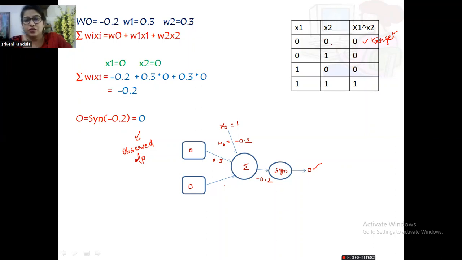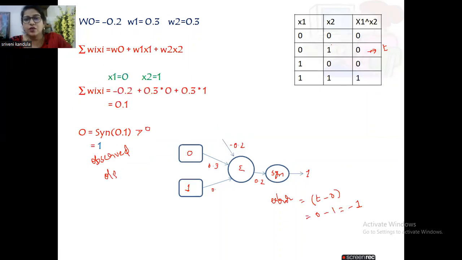Now let's check for the next set of inputs, 0, 1. Whenever you modify the weights, you have to start the process again. That means you just completed one epoch, and in the next epoch you start with the next set of weights. That means you completed one iteration, and in the next iteration these new set of weights should come into play.